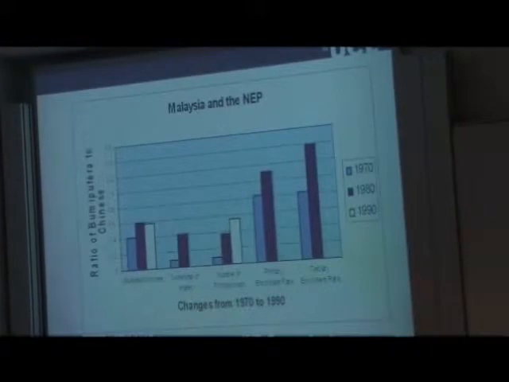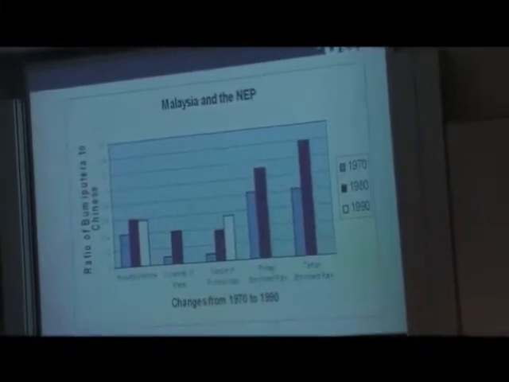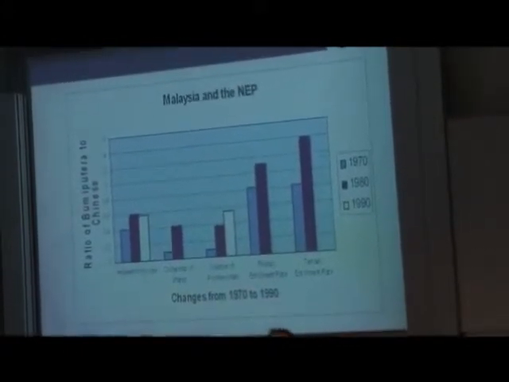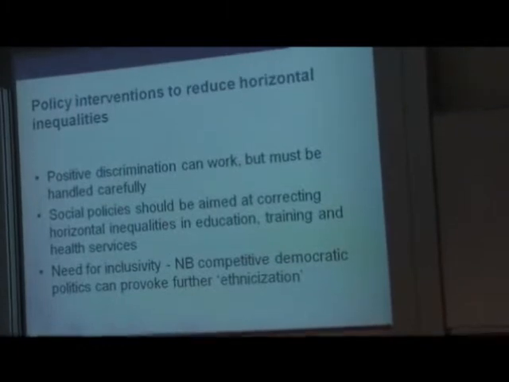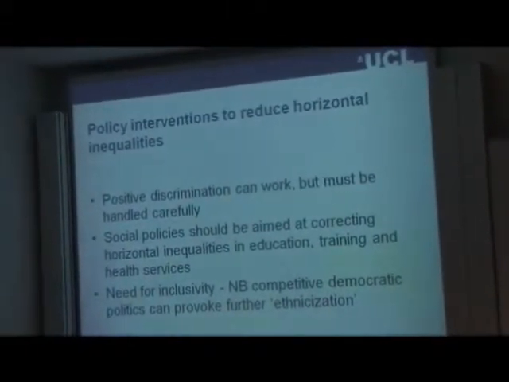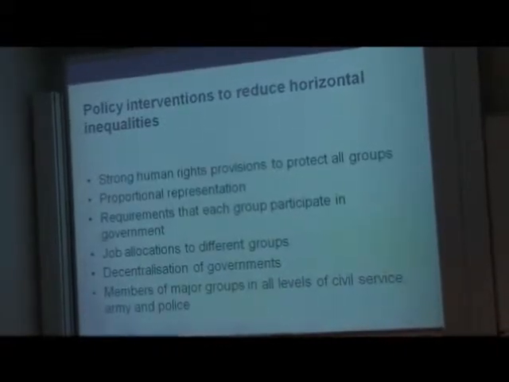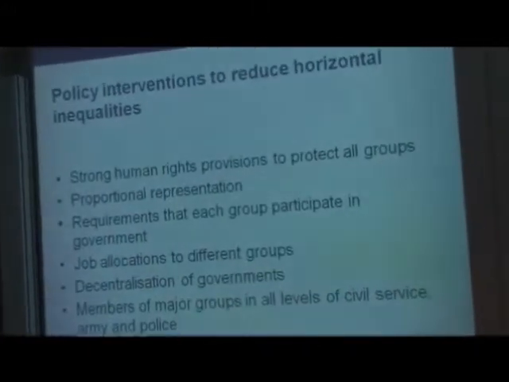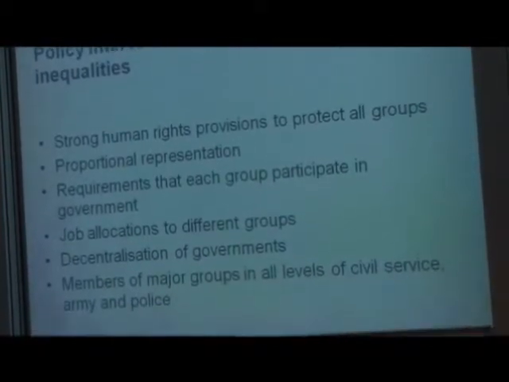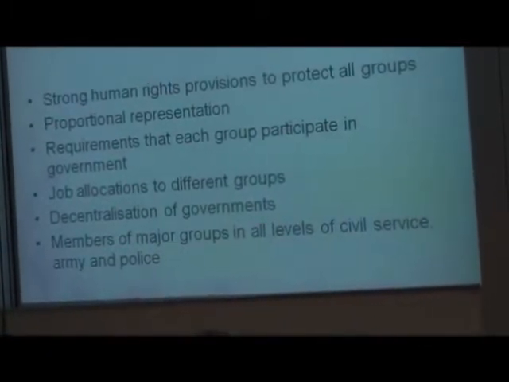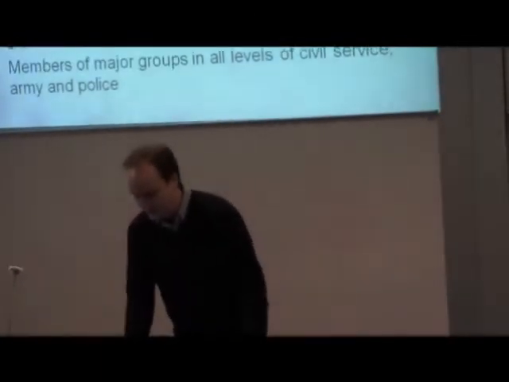There was a lot of political agitation around this. But there has not been the outbreak of civil conflict in Malaysia that there has been in Sri Lanka, even though the same type of correction of horizontal inequalities has occurred. Positive discrimination worked in this case. How was it done? Well, it was handled carefully. It was done in critical spheres, especially involving the public sector. We can talk more about democratisation in a minute. Strong human rights provisions to protect all groups are ideal. This wasn't necessarily done in the Malaysian case. Requirements that each group participate in government, positive discrimination allocations to different groups, decentralisation seems to be important as well, and membership of major groups in all levels of the civil service, army and police.